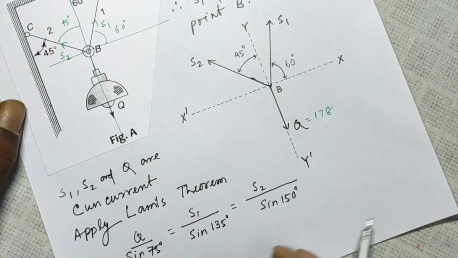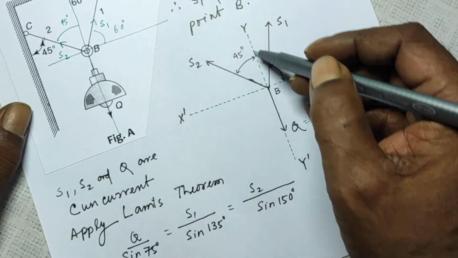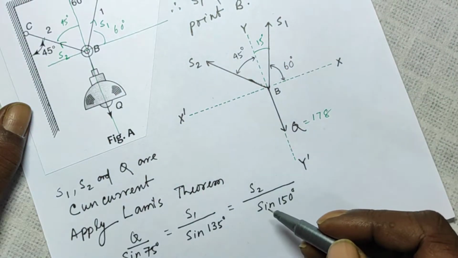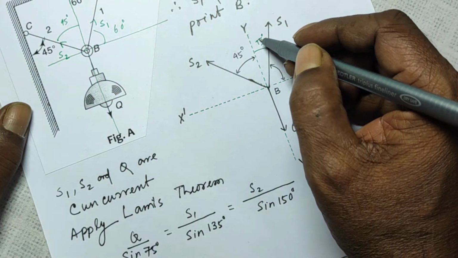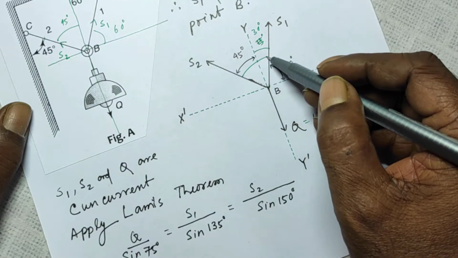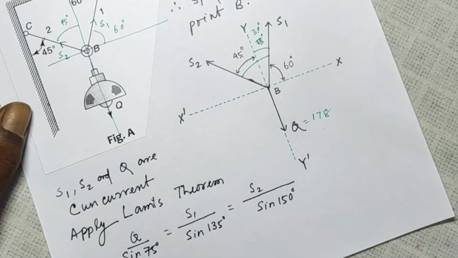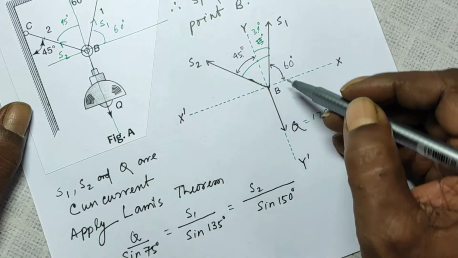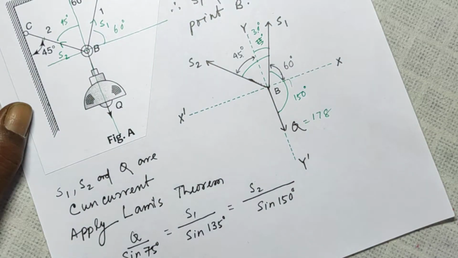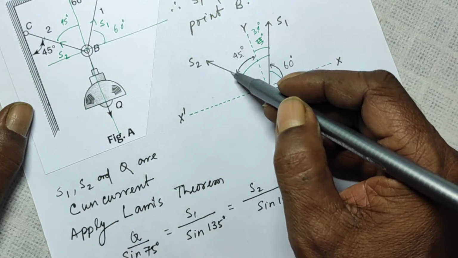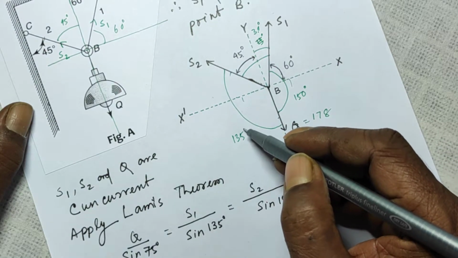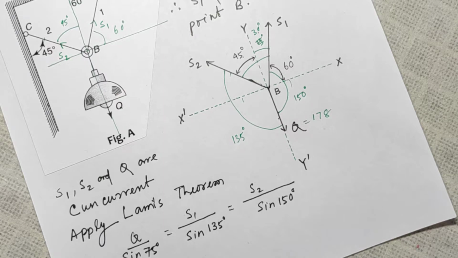Now this is 60, this is y-axis, this is x-axis, this is 60. Therefore, this much will be 90 minus 60, that is equal to 30 degree. So this whole angle from here to here will be 45 plus 30, that is 75. Then this is 60, from here to here is 90, then this whole angle will be 90 plus 60, that is equal to 150 degree. Similarly, this is 45, so 90 plus 45 is 135. Because I will be using Lami's theorem, so I am finding these out.